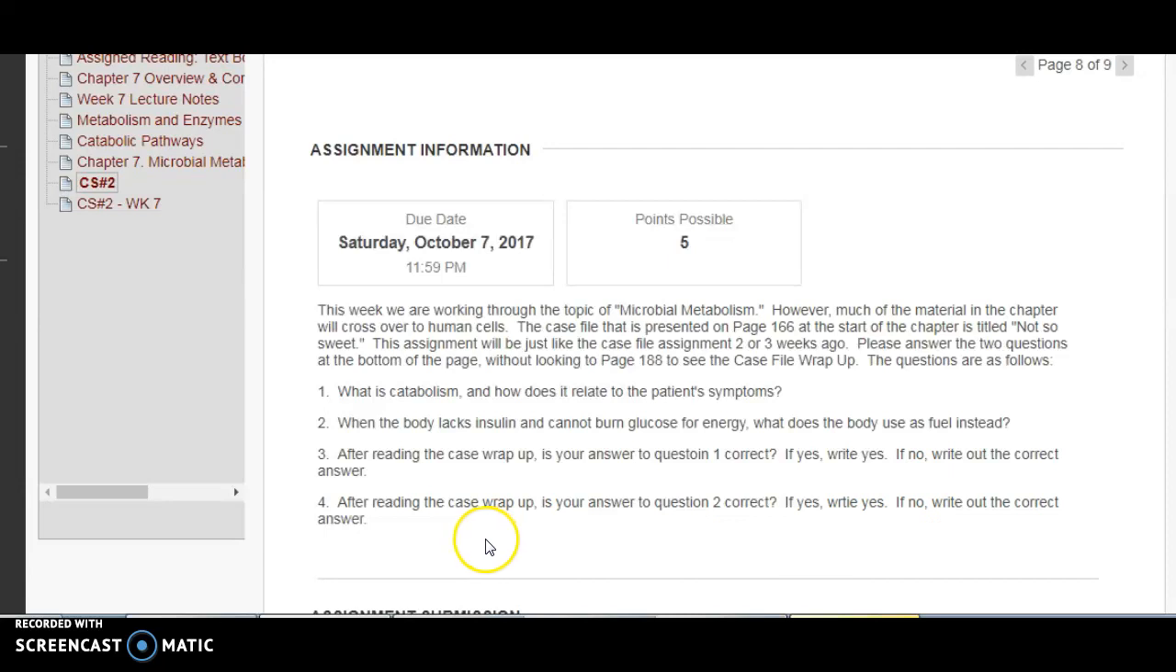But then I want you to use the information from the wrap-up to type in the correct answer. And then same with question 4. Is your answer to question 2 correct? If yes, write yes. Sorry for the typo there. And if not, write out the correct answer and then simply submit it. This will be submitted on completion. So if you complete it and it looks like you actually were intentional in completing it, working through it, then you'll get all 5 points.